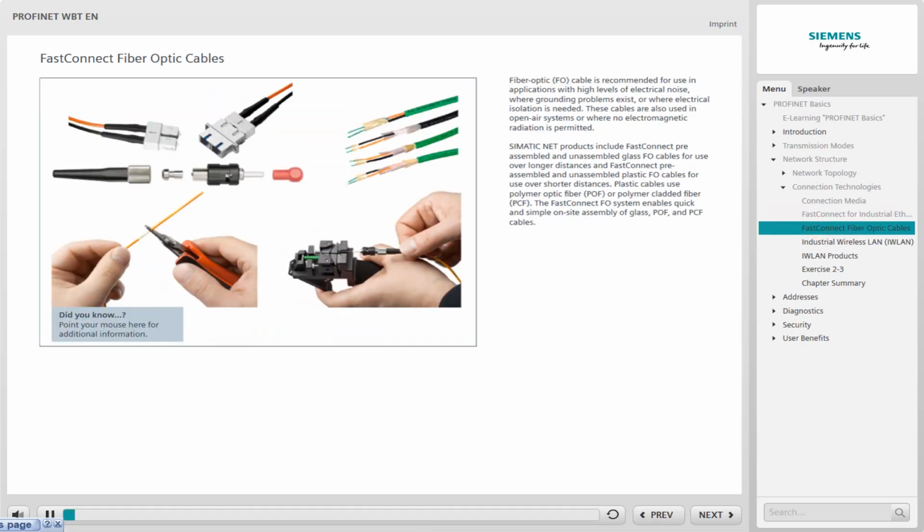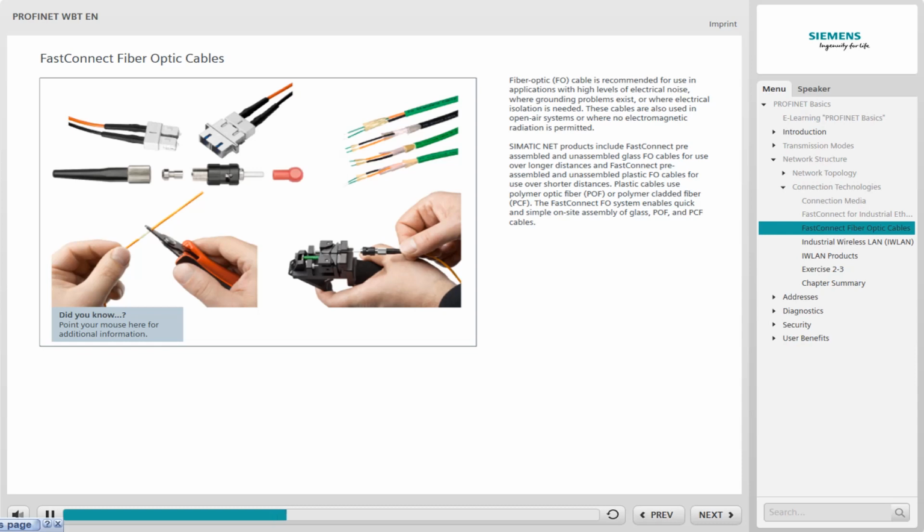Fiber optic (FO) cable is recommended for use in applications with high levels of electrical noise, where grounding problems exist, or where electrical isolation is needed. These cables are also used in open-air systems or where no electromagnetic radiation is permitted.